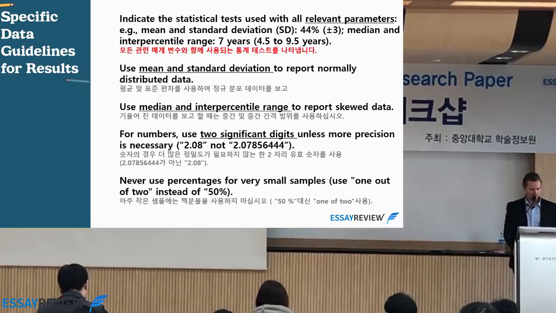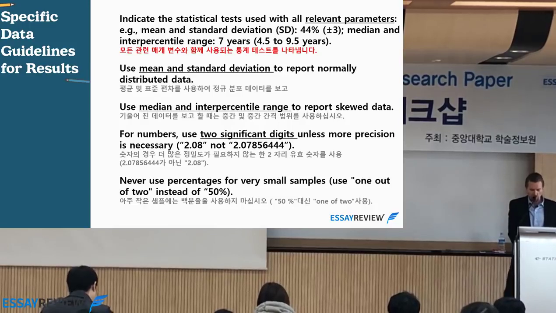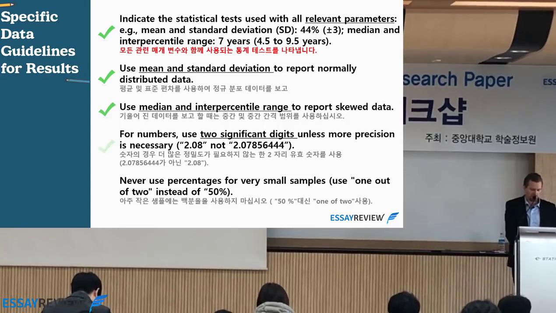Okay, so let's talk about some data guidelines for results. This is just a few. There's many things you want to keep in mind, but generally, indicate statistical tests used with all relevant parameters. So use mean and standard deviation. Be specific. Median and interpercentile range. Be specific. Use quantitative details. Use mean and standard deviation to report normally distributed data. Use median and interpercentile range to report skewed data.